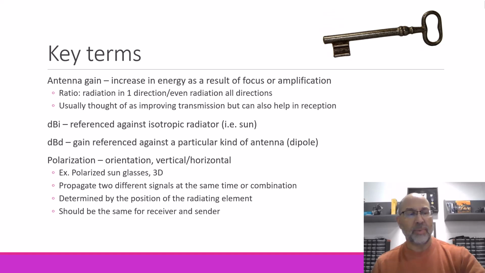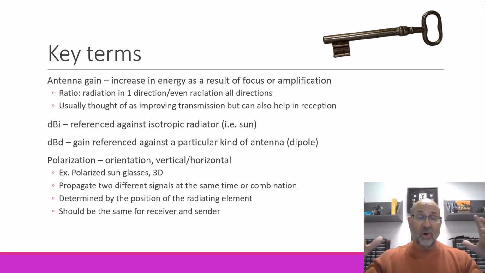dBi is isotropic. It's a little more confusing, but there is really only one kind of perfect or isotropic radiator that we know of, and that is things like a star or the sun. But some antennas get kind of close to that, meaning that they radiate energy equal in all directions. So sometimes we compare an antenna to a theoretical isotropic radiator.